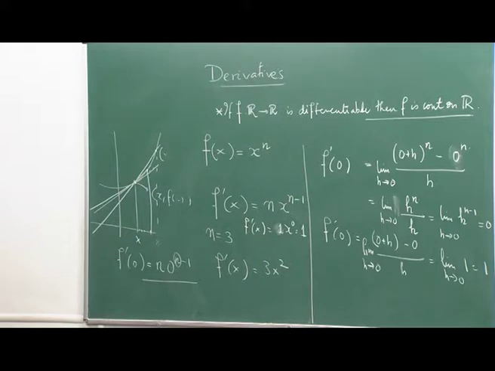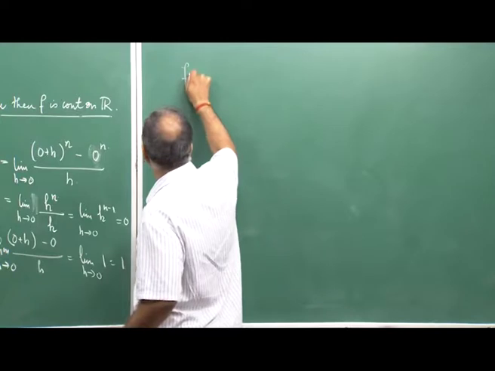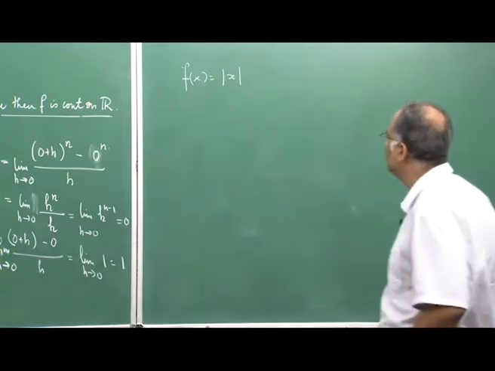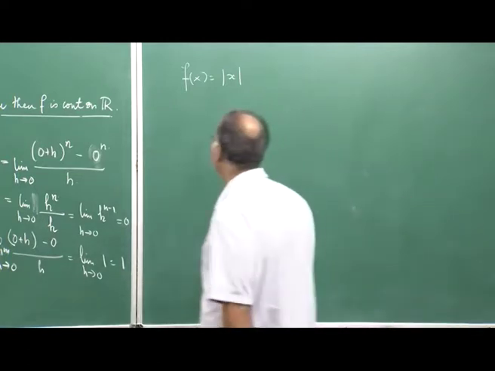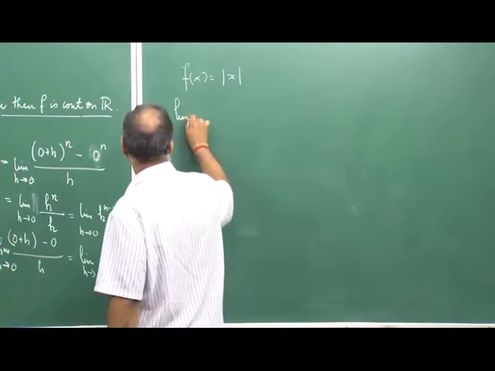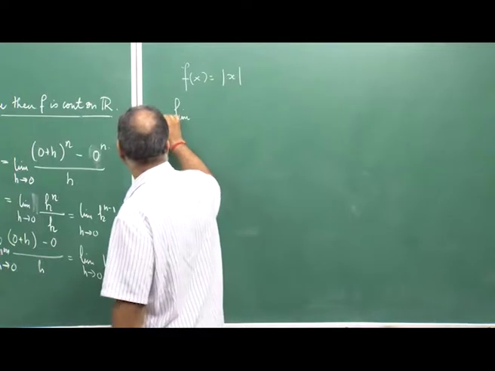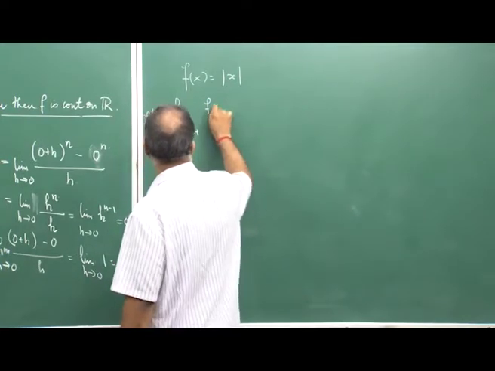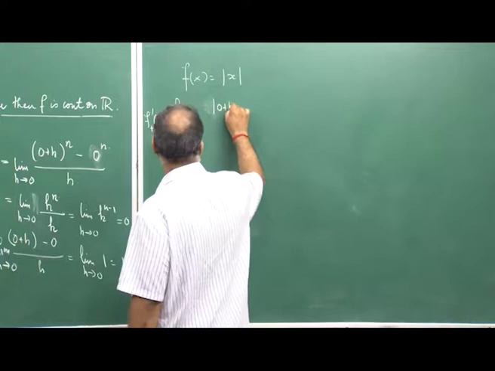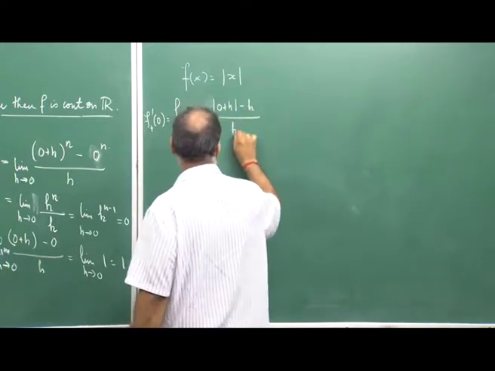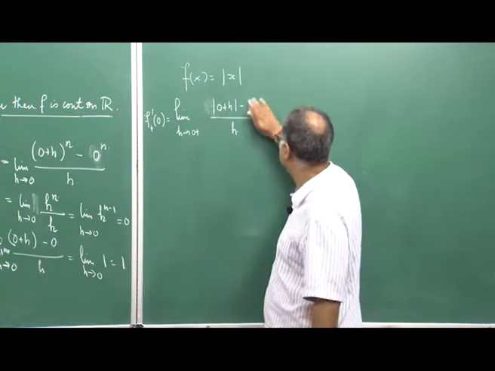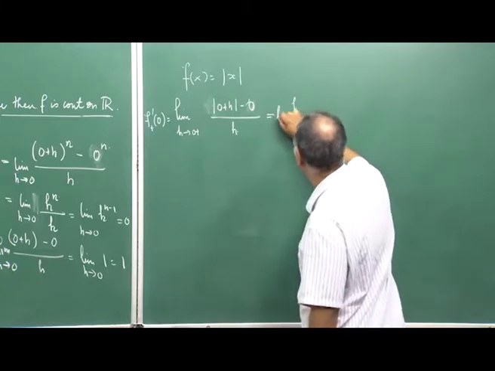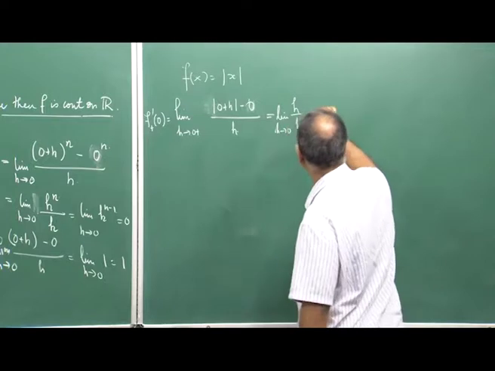Now, this is a standard function which is studied everywhere, f x is equal to mod of x, and this mod of x is not differentiable at 0 because you take the right limit, which I write like this, h tends to 0 plus, so it is called the right derivative. So mod of 0 plus h minus 0 by h. So if h is positive, mod of h is h, so h by h is 1 and hence the limit would be 1.